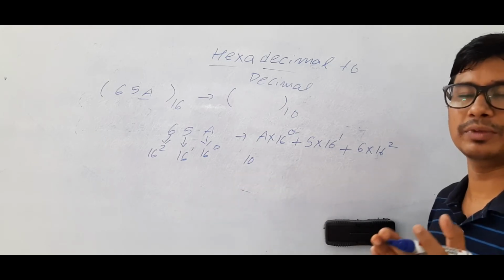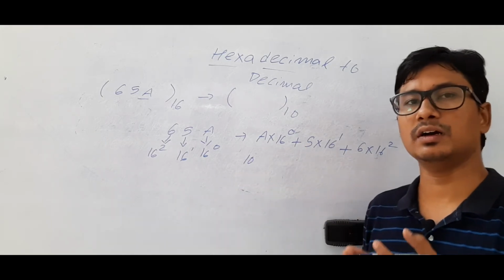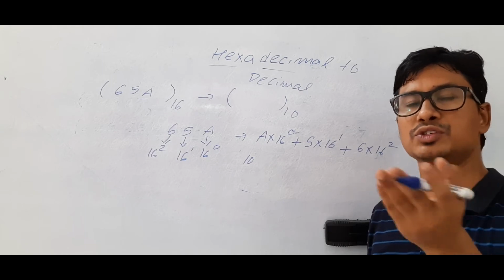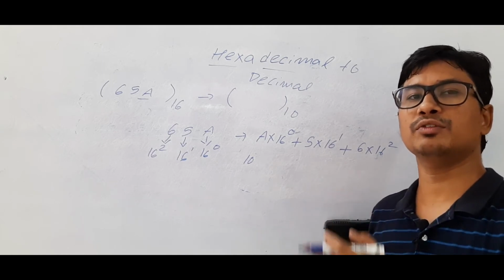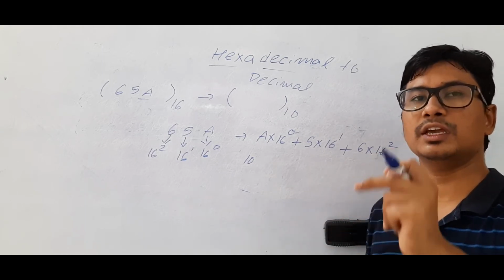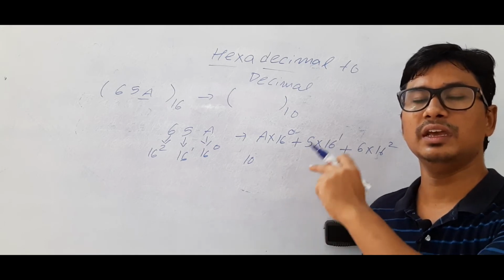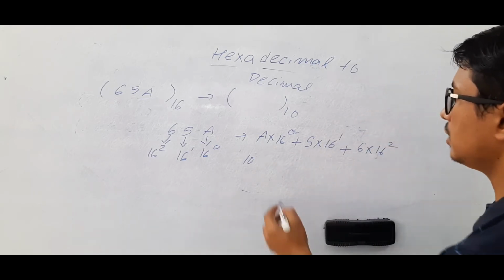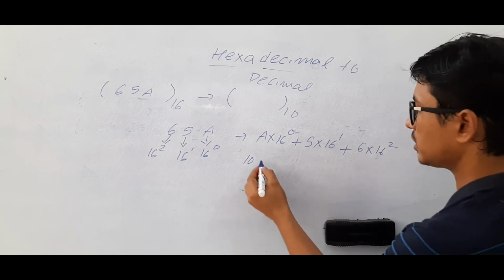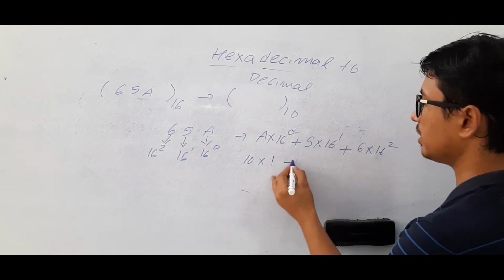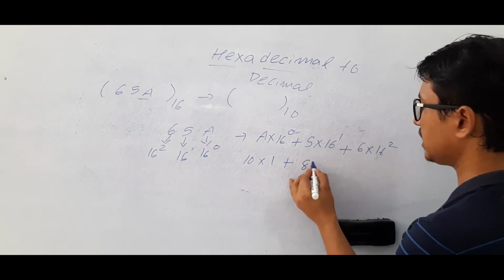I think everyone knows, because when we are representing the hexadecimal number, we will have 0 to 9. Then from 10 to 15, we will represent as A, B, C, D, E, F respectively. So you have A value as 10. So 10 into 16 power 0 is 10. 5 into 16 power 1 you will get 80.